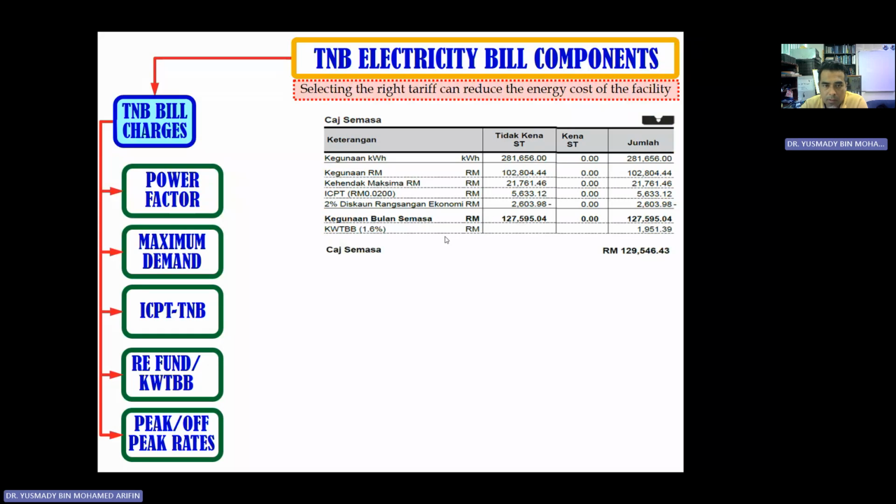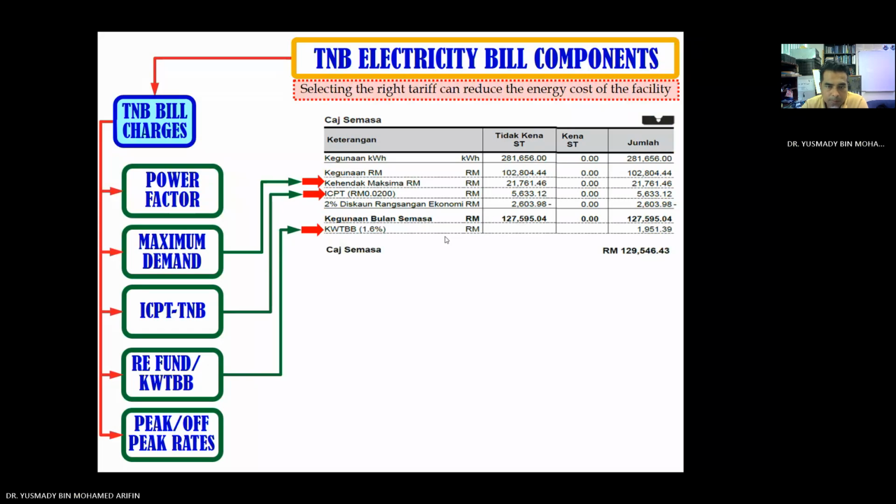we have the consumption of electricity in kilowatt hours, and also the consumption in RM. We have the maximum demand, we have ICPT, and we have KWTBB involved for the renewable energy aspect.